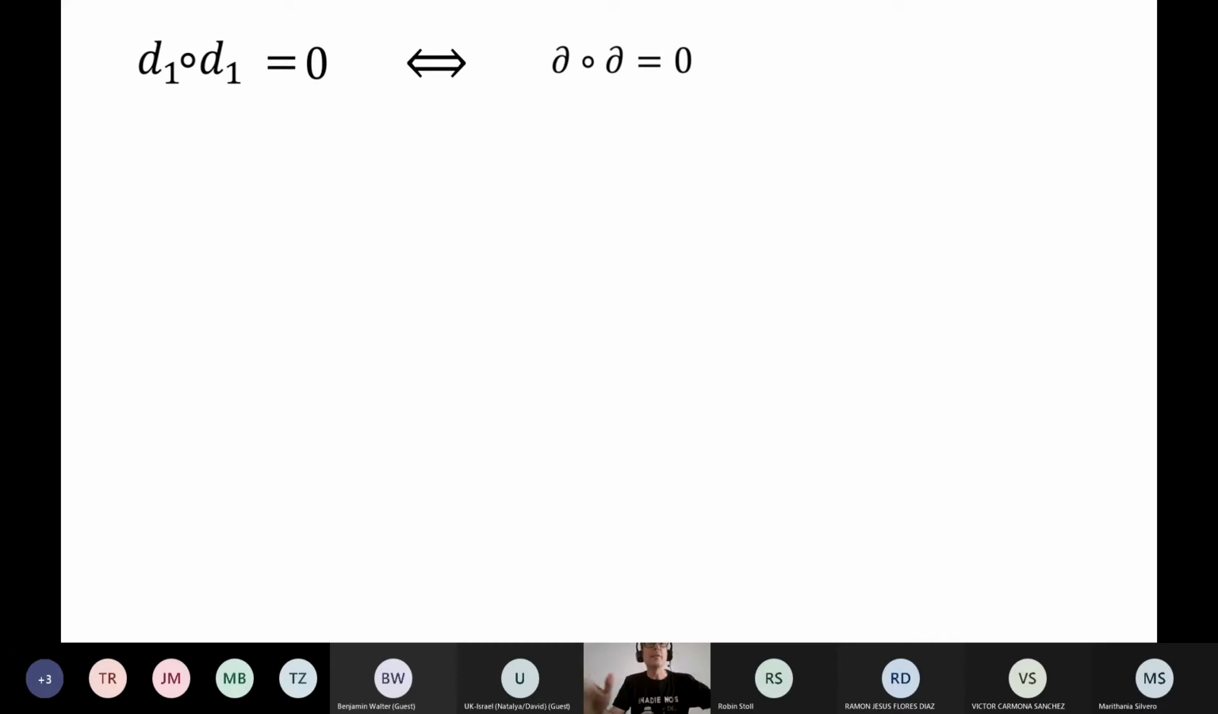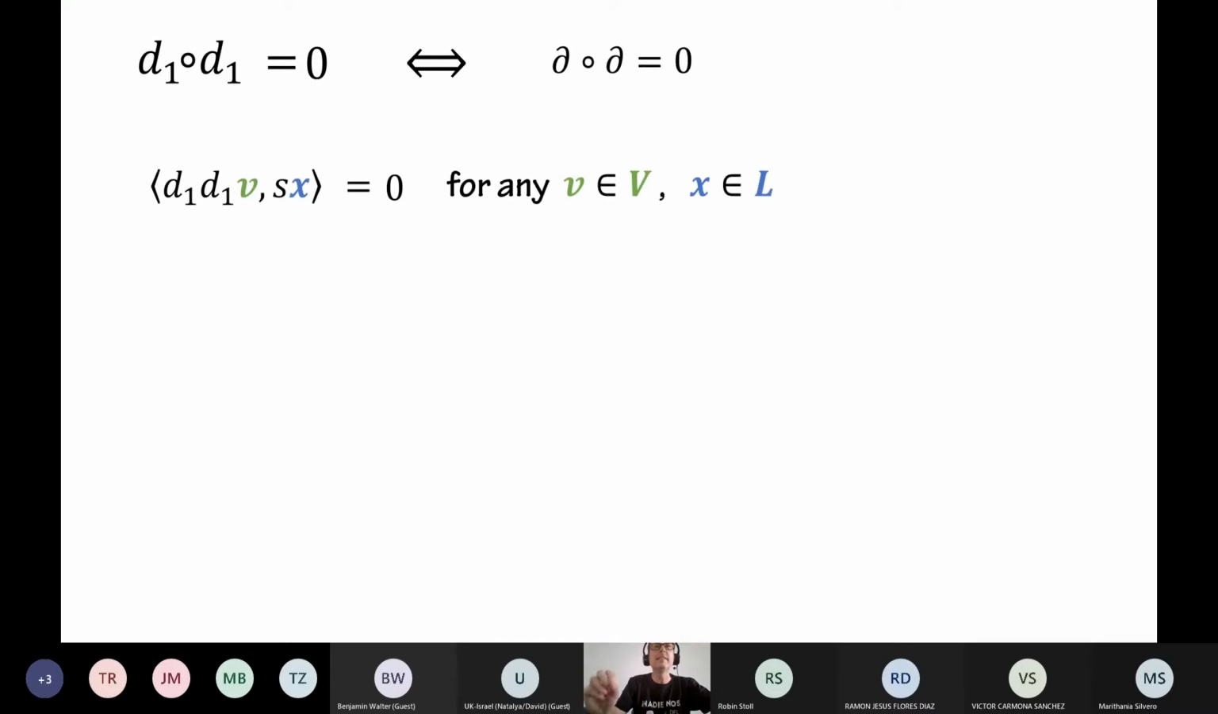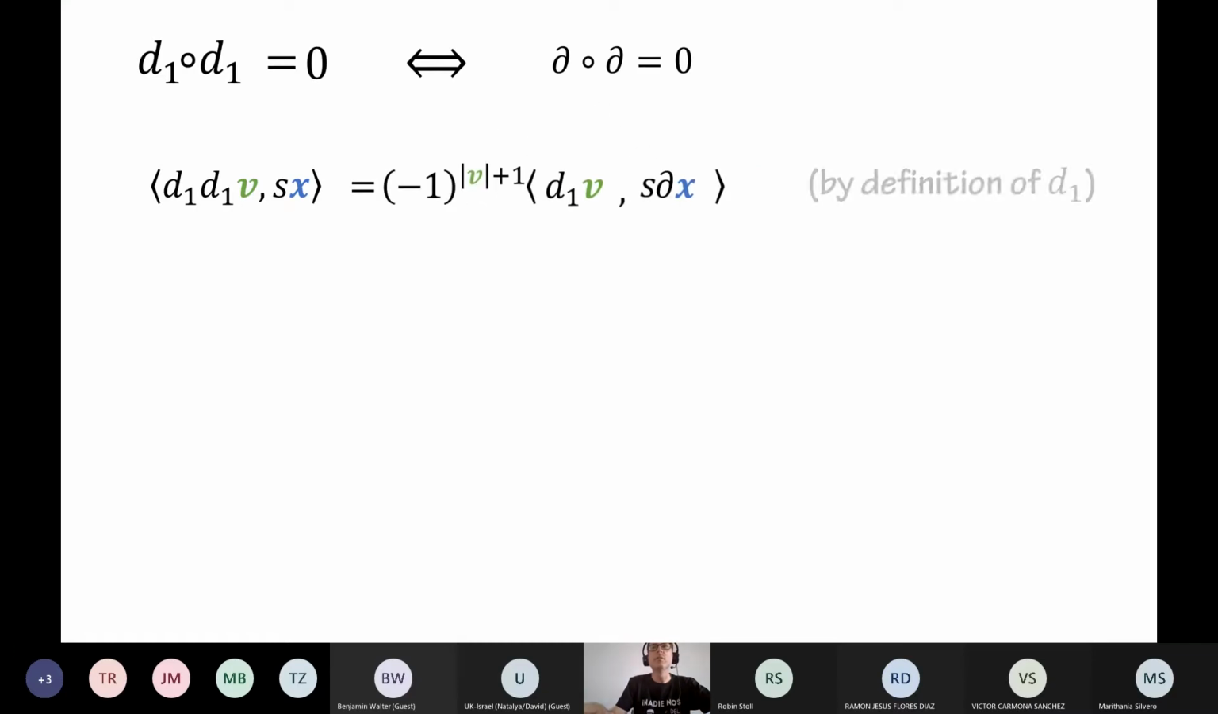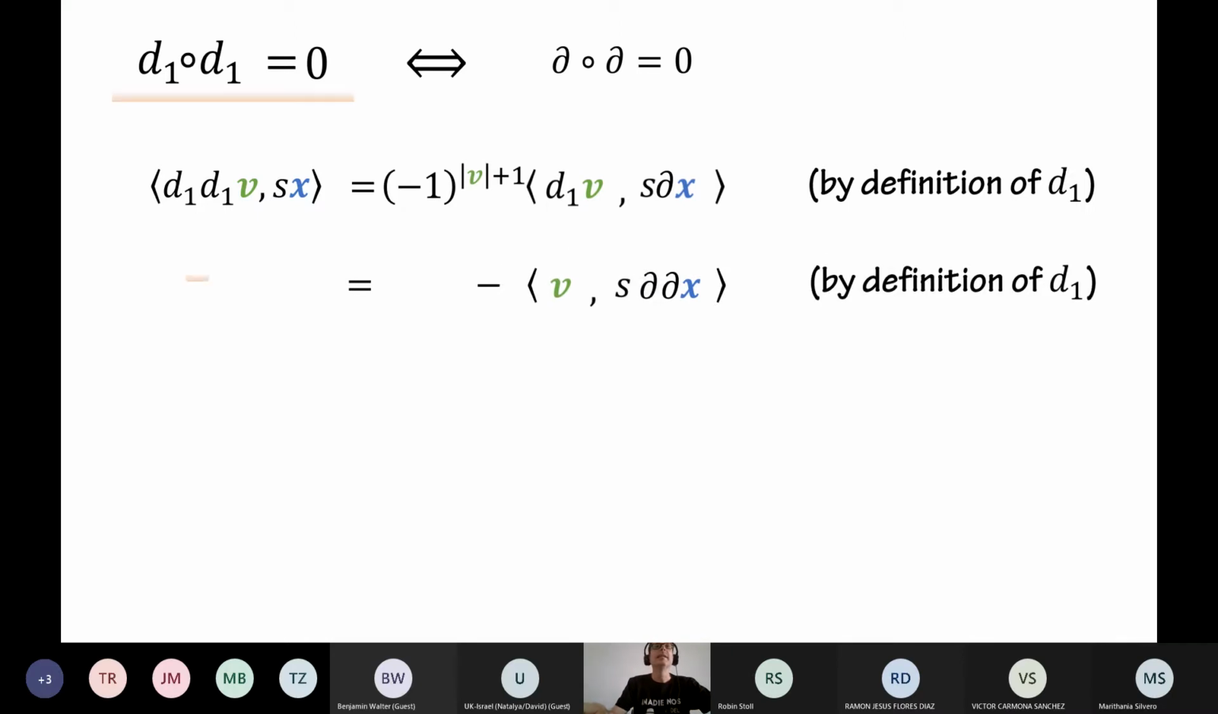This deserves to be done for everybody who is interested in studying rational homotopy theory. For example, how can we translate these two things? Why are these things equivalent? Well, D1 is 0 if for any element V and X, this pairing is 0. But we can now apply the definition of D1 and apply again the definition of D1, and then we obtain that this is 0 if and only if this is 0.